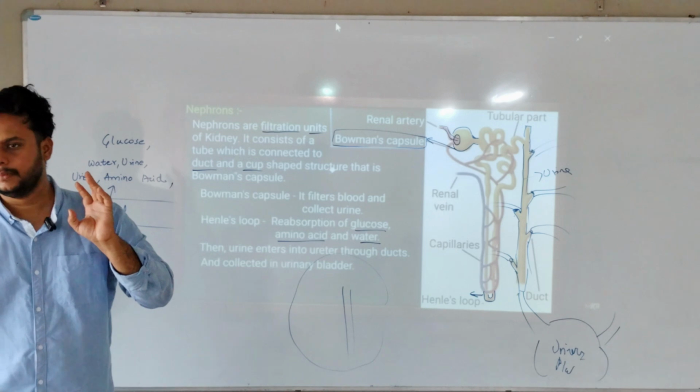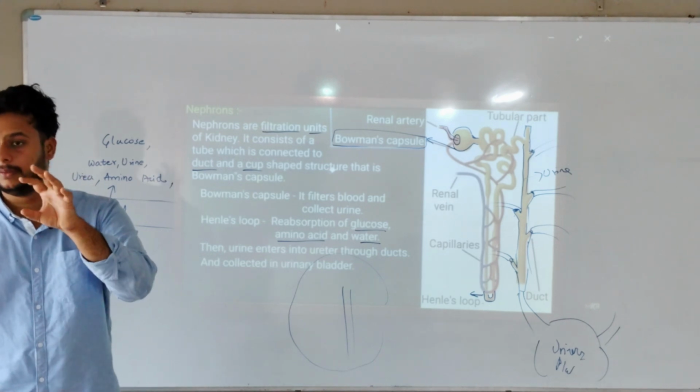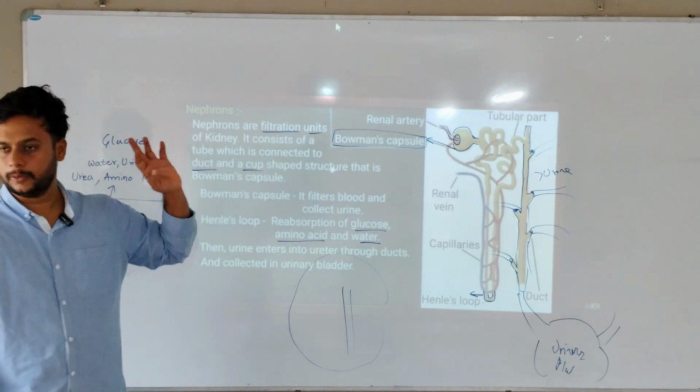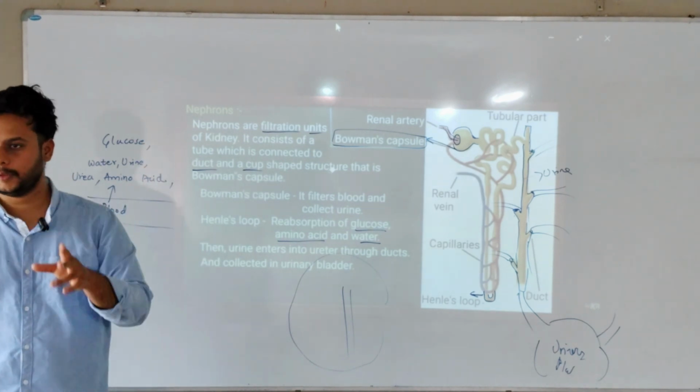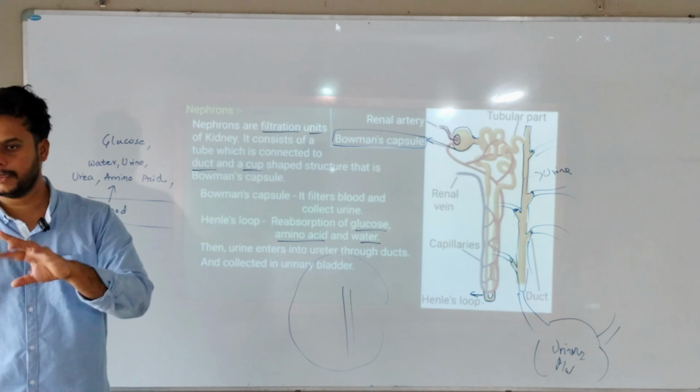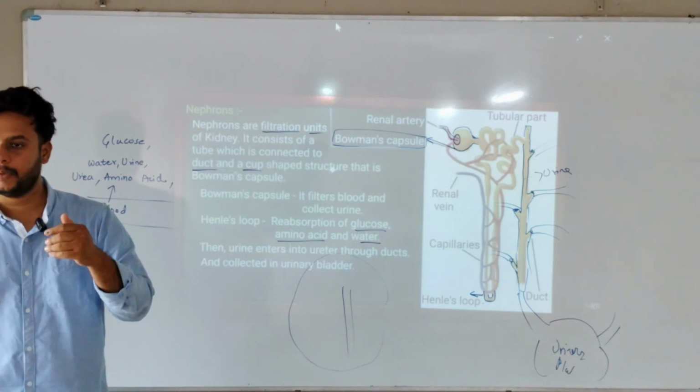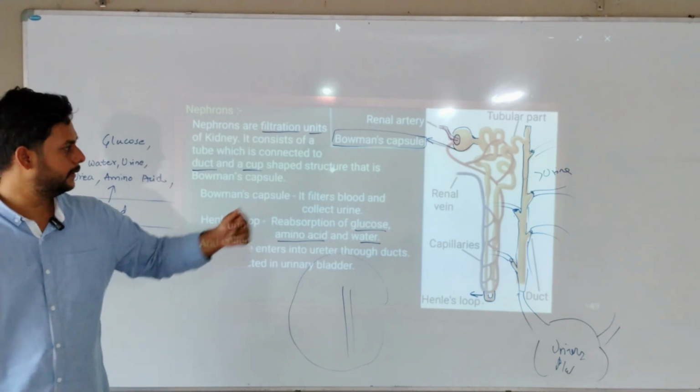To filter the blood and to absorb the minerals. Then it will send it to Henle's loop. Henle's loop will again reabsorb the minerals, for example glucose, amino acid, water, and whatever the remaining waste is, it will send it to the duct.